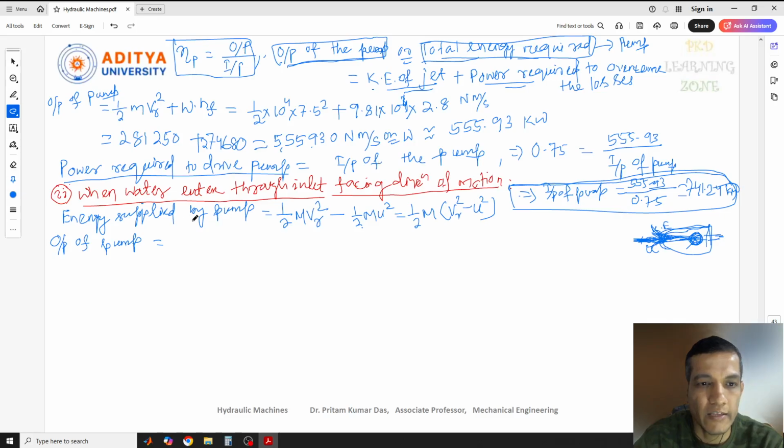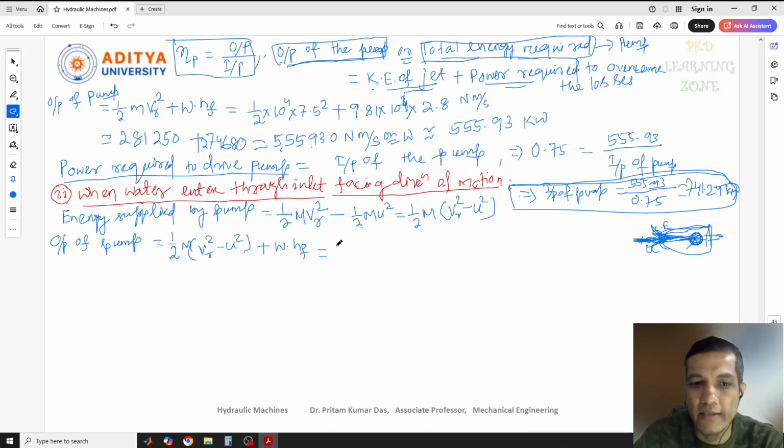So the energy supplied by the pump is nothing but the kinetic energy, that is nothing but half. It is slightly different compared to the previous one, only here one more term is added: plus the losses, in the sense the power required to overcome the losses. So that again is the same thing, we can write this as W into HF, the same terminology will be there.